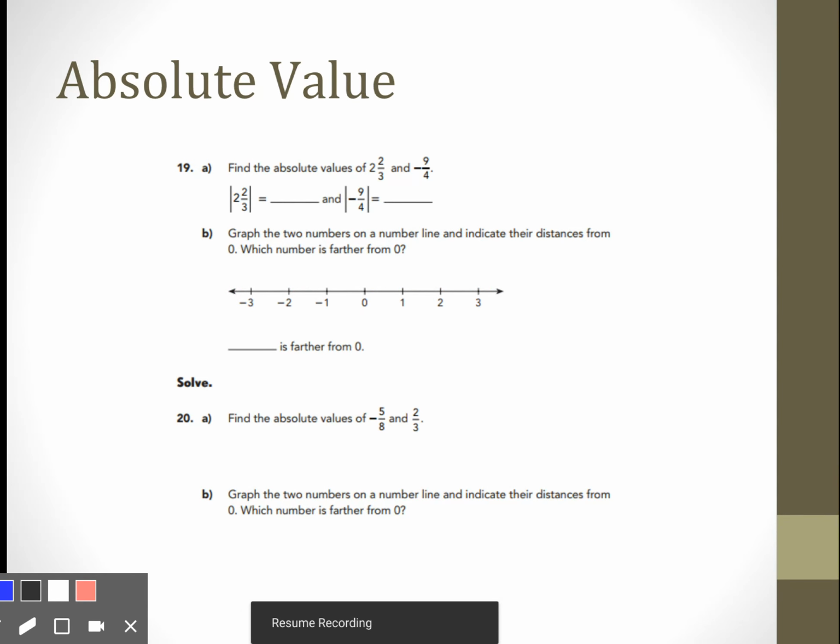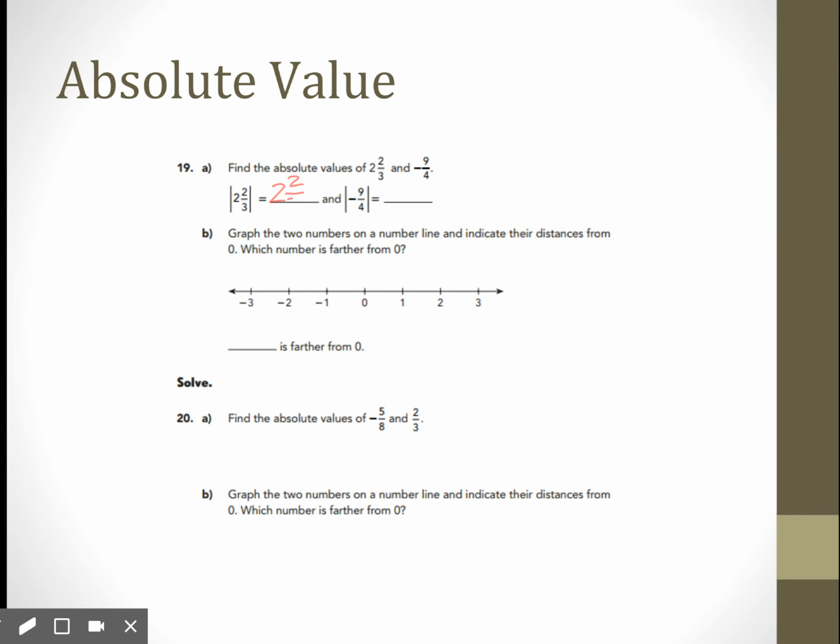So let's find the absolute value of 2 2/3 and -9/4. And there's no need to overcomplicate this at all. All we're doing when finding absolute value is putting it as positive because distance is positive. So the absolute value of 2 2/3 is 2 2/3, and of -9/4 is 9/4.